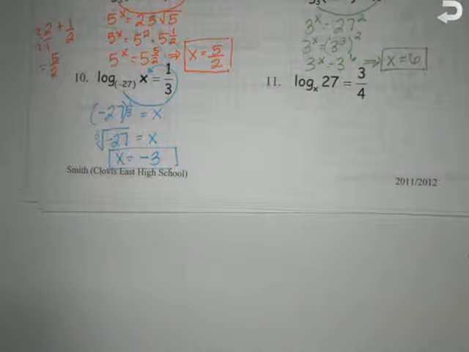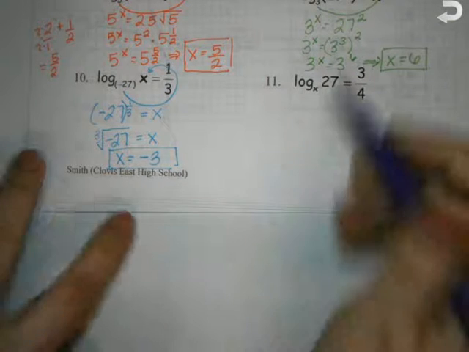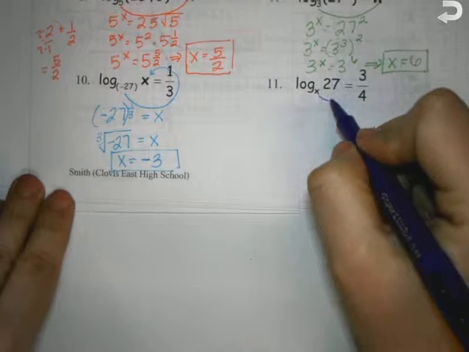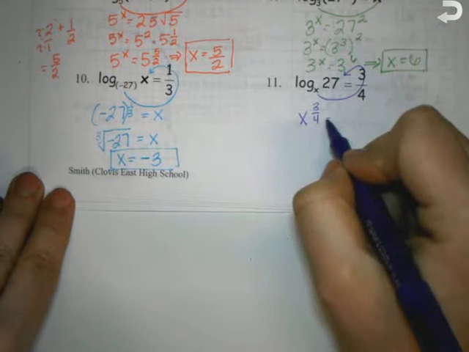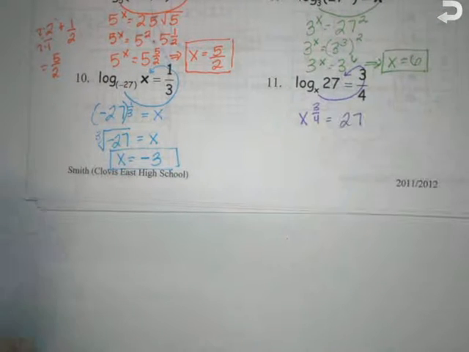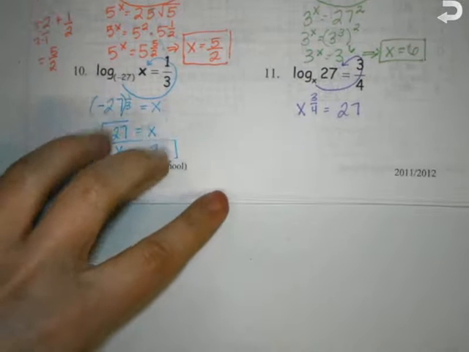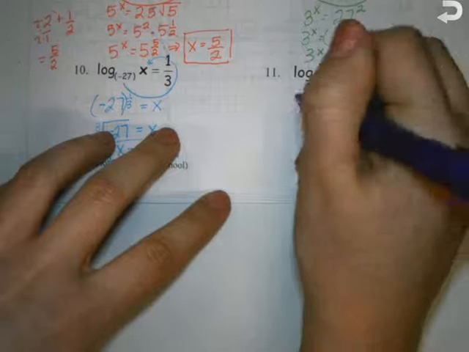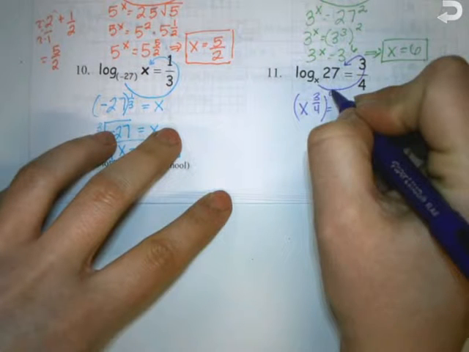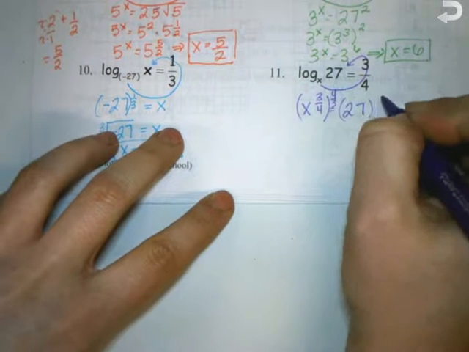Last one. X to the 3/4 equals 27. Okay, what do I do here? You guys remember from last unit? We don't flip it. We multiply by the reciprocal. So we raise both sides to the 4/3 power, because then these guys will cancel.